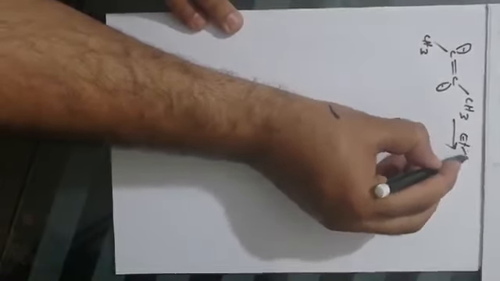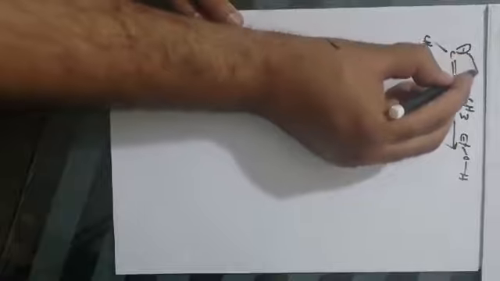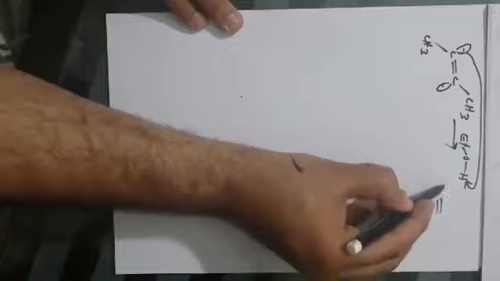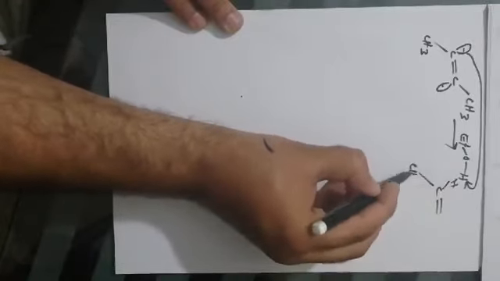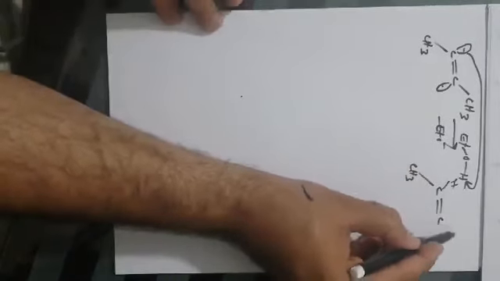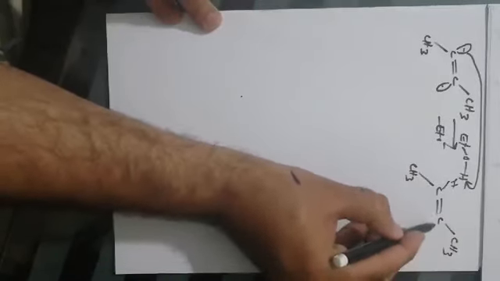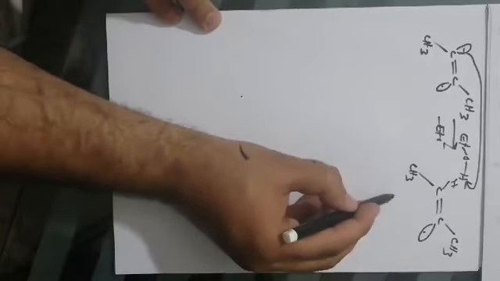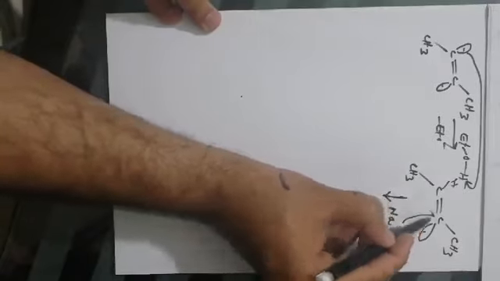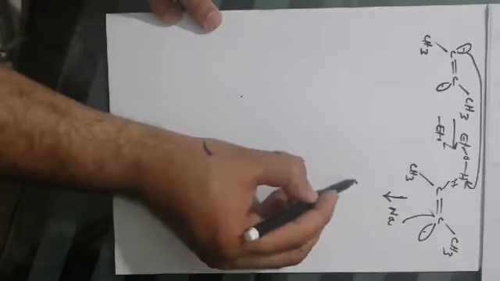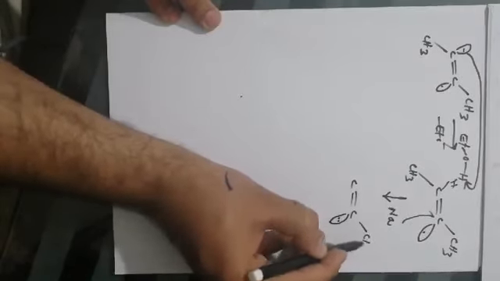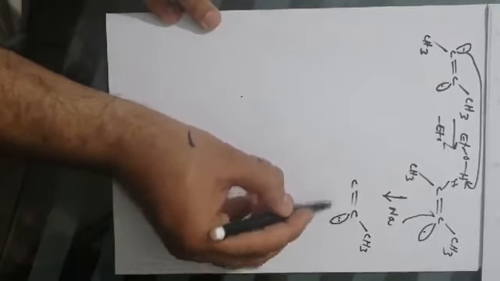Next step is very simple, that is the abstraction of hydrogen. So this negative charge will attack here, this carbon abstracts the hydrogen. In the next step, another single electron transfer occurs, so it changes into a negative carbanion.